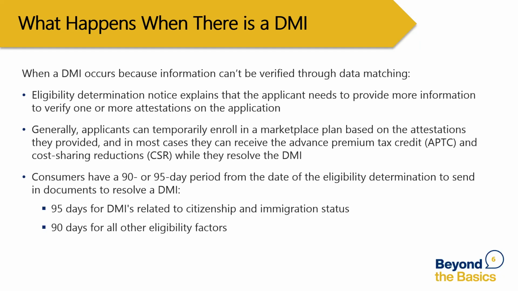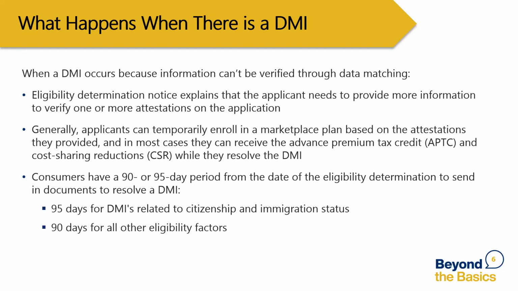So when a DMI happens, when a data matching issue happens, that triggers a set of actions, right? An eligibility determination notice should be provided to the applicant, and it should tell the applicant that more information is needed, and provide directions about how and where to submit that information, and what would be good enough proof to complete this data matching issue.